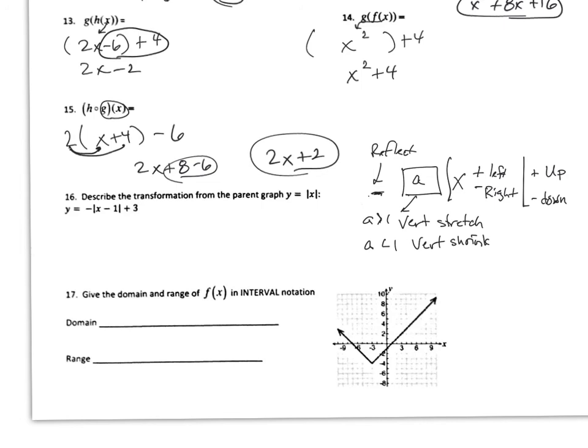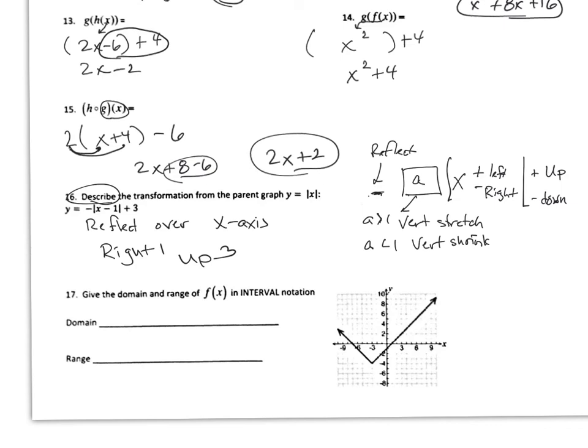So the negative sign means reflect over the x-axis. The minus 1 is right 1. And the plus 3 is up 3. So when it says describe, you will be using words, and these are the words that you'll be using. Reflect, vertical shrink or stretch, left or right, up or down.